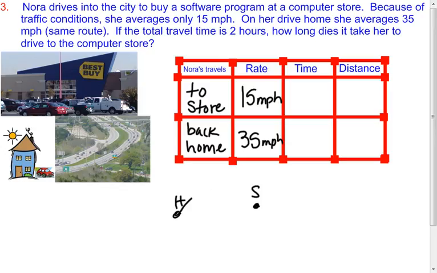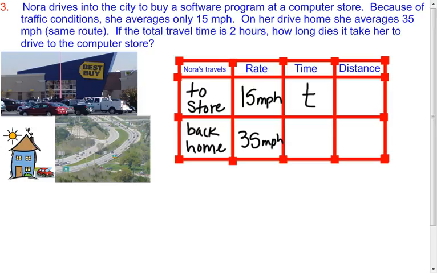So it's not going to take her 1 hour to get there and 1 hour to get home. It might take her an hour and a half to get there and only a half an hour to get home, or some variation of that, okay? But it is not taking her the same distance to get there as it does to get home. But this is what I know. If I want to answer the question, how long does it take her to drive to the store, I am going to put the T right there so that it answers my question. How long does it take her to get to the store?